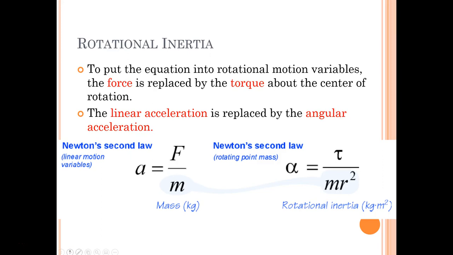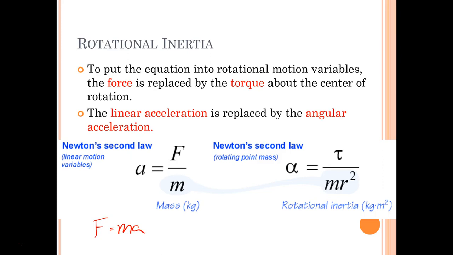To put the equation into rotational motion variables, the force, like I said, is replaced with the torque about the center of mass, and the linear acceleration is replaced by the angular acceleration. Like I said, it's just flipping out. So if we look here at Newton's second law, my favorite, it's written as a equals F over m here, but you guys a lot of times see it as F equals ma, my favorite, Newton's second law. I love this law. It's the basis of Newtonian physics as we know.